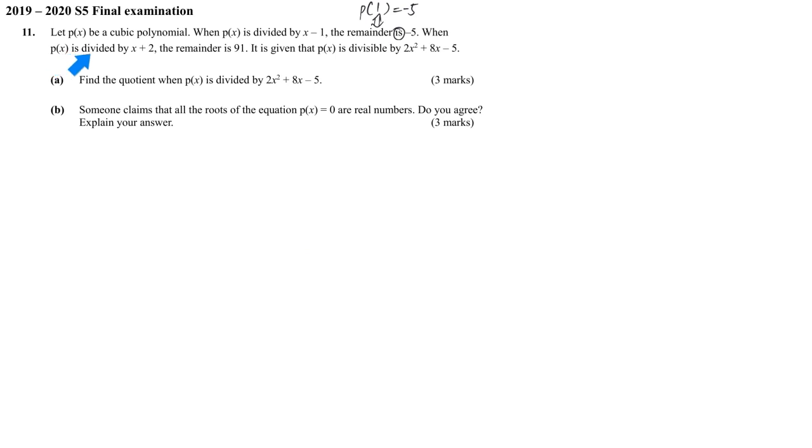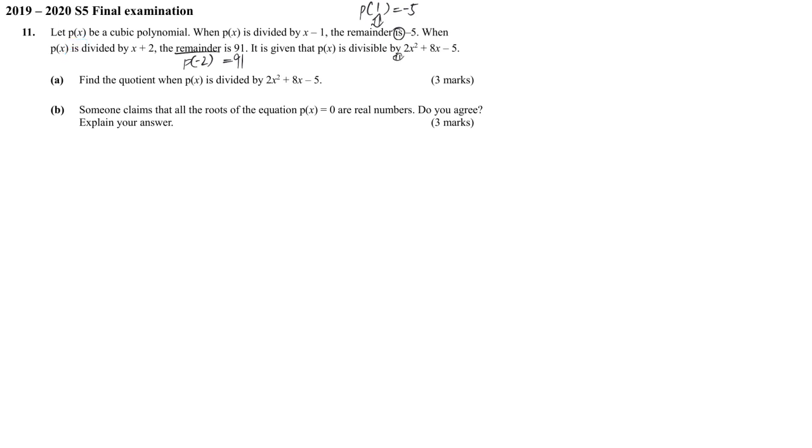For a similar reason, when p(x) is divided by x plus 2, the remainder will become p(-2), putting in a suitable x, and the result is 91. We have 2 equations here. And the third one, the question says that p(x) is divisible by 2x squared plus 8x minus 5, which means the corresponding remainder is 0. So this is more convenient for us to build up p(x), the original function.